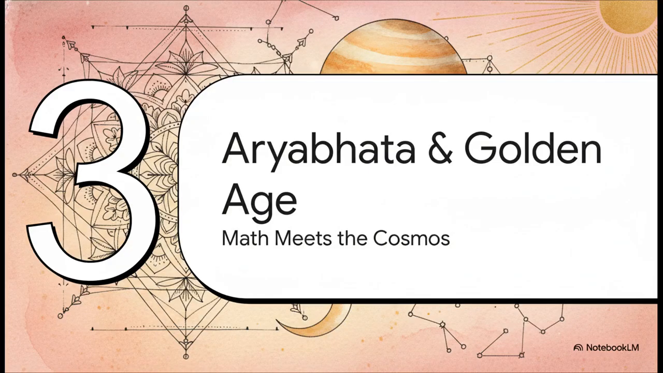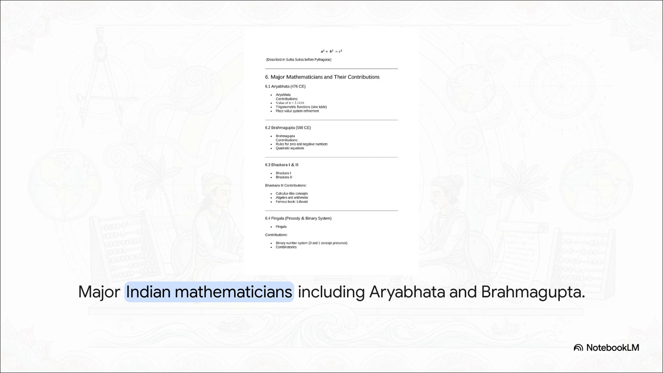All right, Section 3. Aryabhata and the Golden Age. Math meets the cosmos. This brings us to the year 476 CE, which kicks off a true mathematical golden age, led by a genuine, bona fide genius.